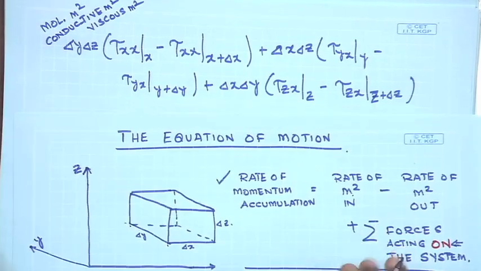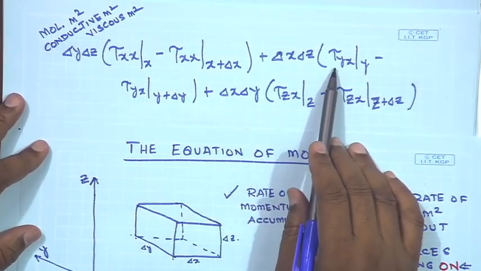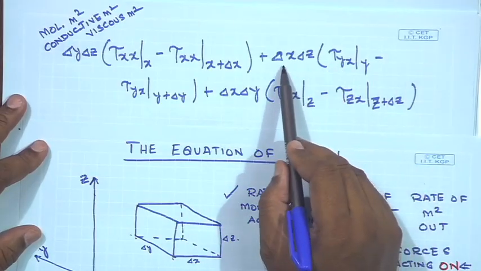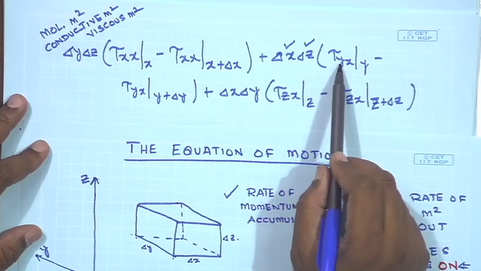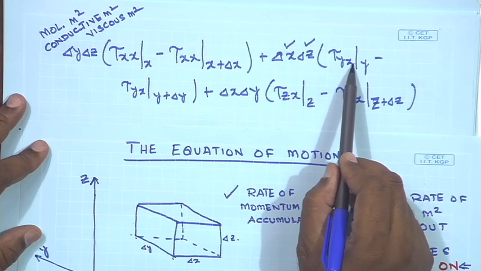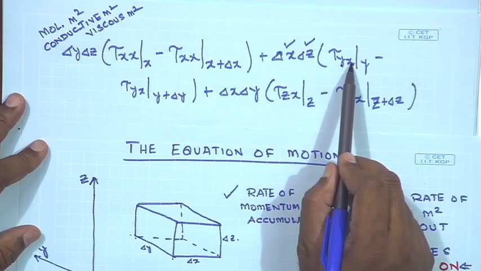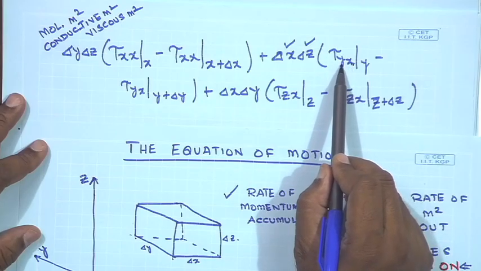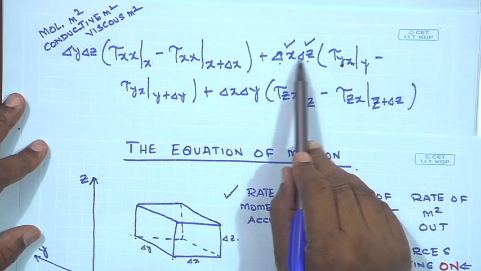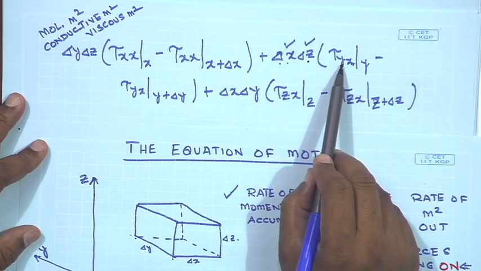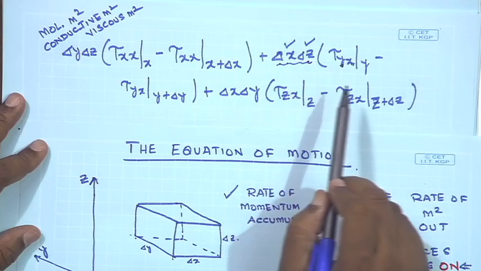Now, let's start with the y phase. The area of the y phase is del x del z. The shear stress, the x component of momentum, gets transported in the y direction. So, the x component of momentum getting transported in the y direction must act on an area which is equal to del x del z. So, the y direction has this much surface area associated with it.